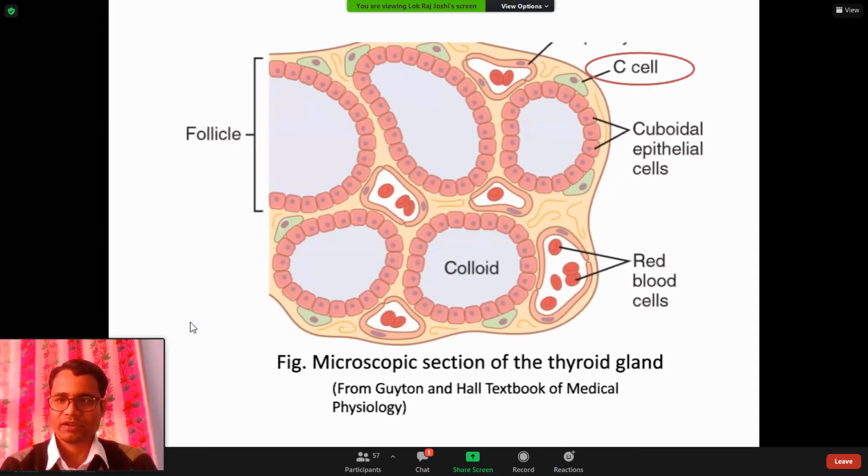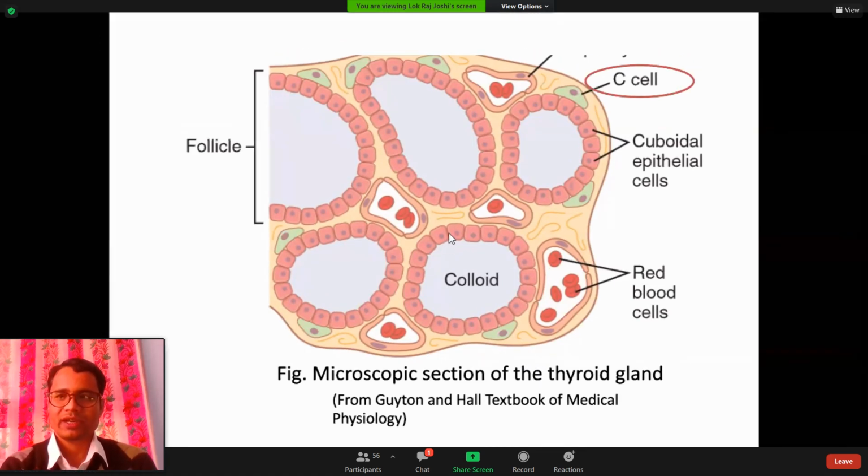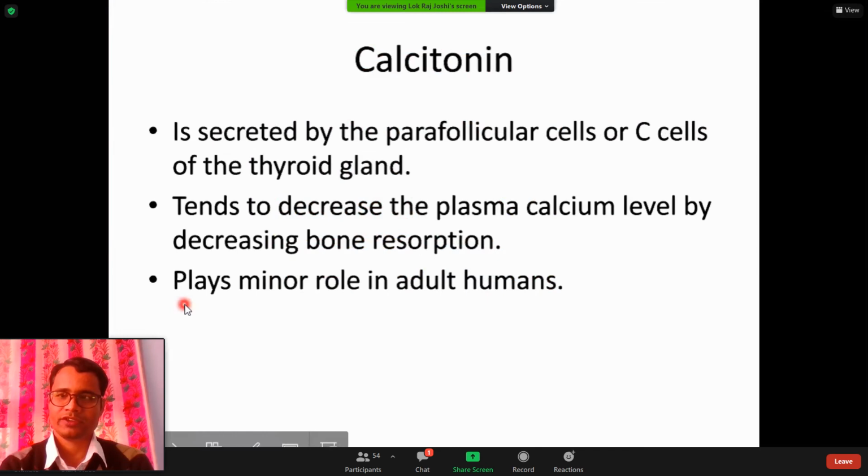Now, this is a cross-section, a microscopic section of the thyroid gland. And we have already seen this figure. These are thyroid follicles, and on the side between the follicles there are some C cells. You can see the C cell here on the side of the follicle, and these cells secrete calcitonin. It is easy to remember: C for calcitonin. They are named parafollicular for being on the side of the follicles.